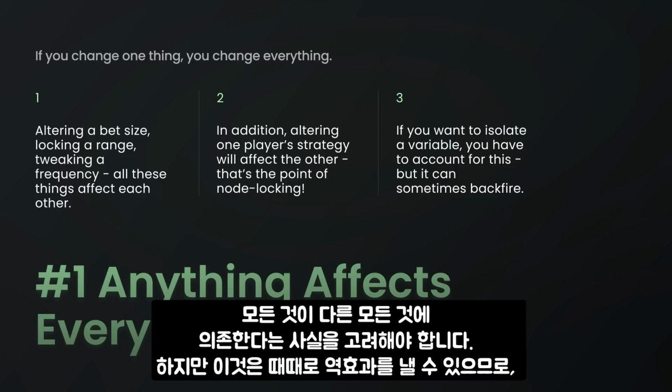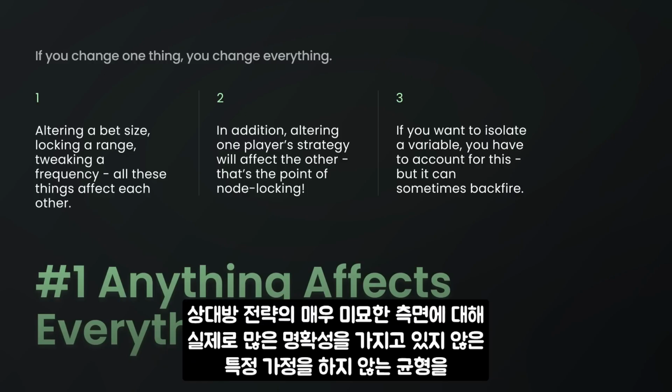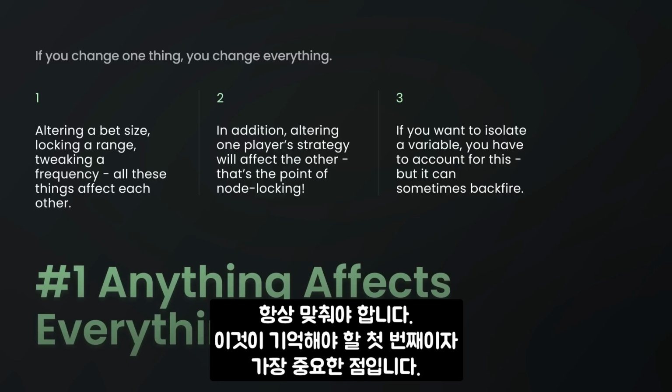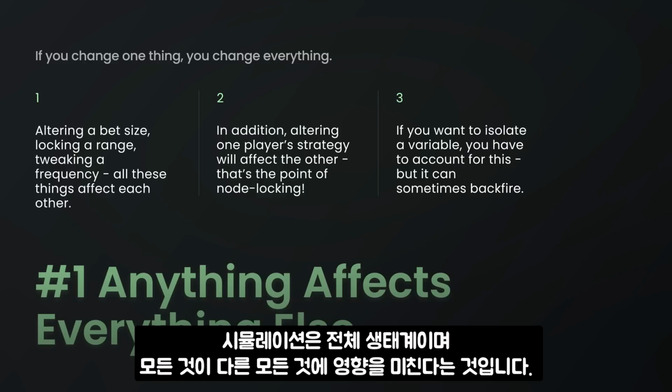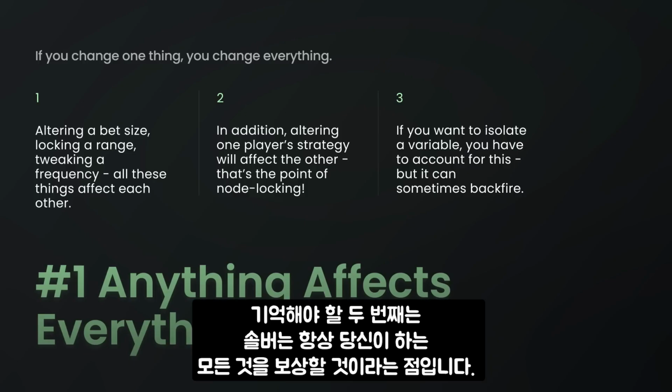So we always have to strike this balance of incorporating the elements about which we have some degree of confidence and not going too far and making specific assumptions about very nuanced aspects of our opponent's strategy where we may not actually have a lot of clarity in practice. So that's the first and the most important thing here to remember. It's that a sim is an ecosystem as a whole, and everything affects everything else. So you should expect to see multiple things change, even if you change one small variable.